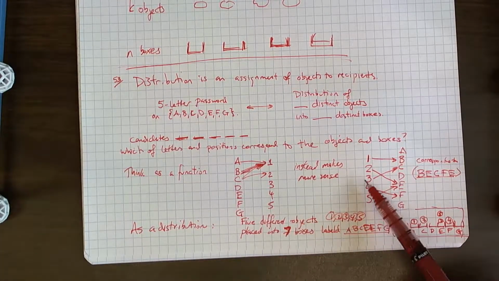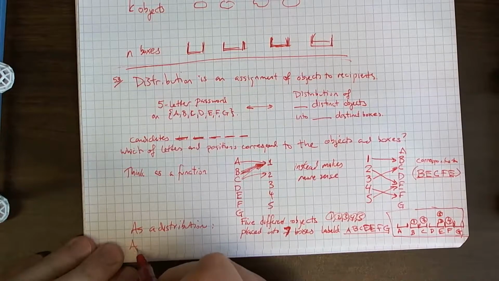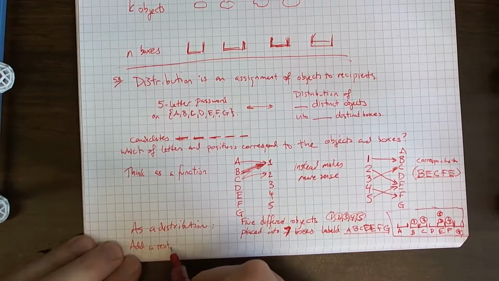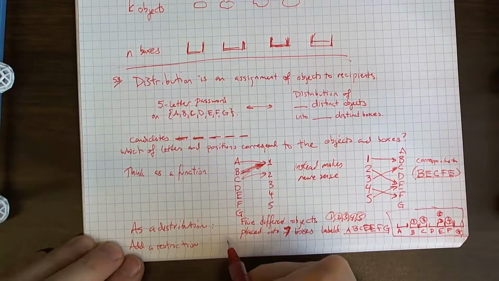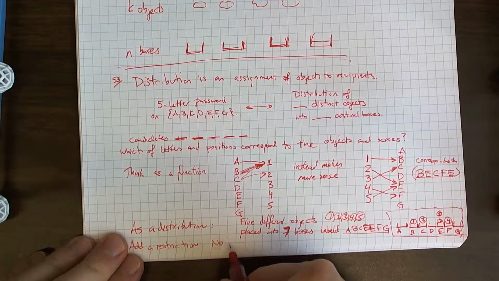So let's say we wanted to add a restriction. The restriction being that there are no repeated letters.